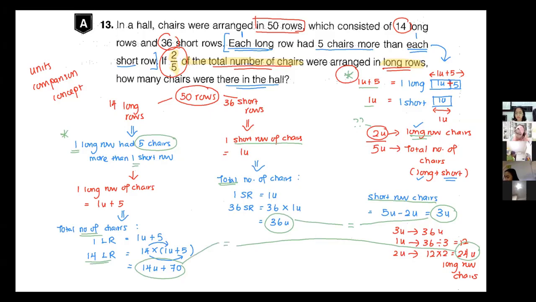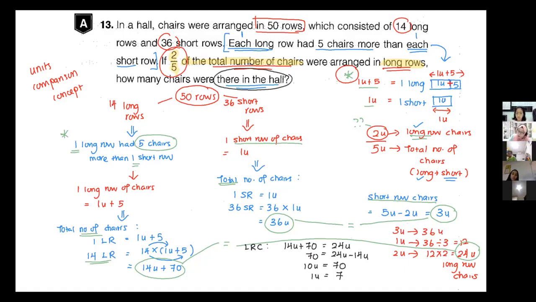So I can actually make use of all this information that I have. I will write in black, the final one will be in black. So I can conclude 14 units plus 70 equals 24 units. This is for my long row chairs. So I put all the units to one side. 24 units minus 14 units is 70, which is actually 10 units is 70. 1 unit is 7. You know how I get 1 unit, right? 70 divided by 10.